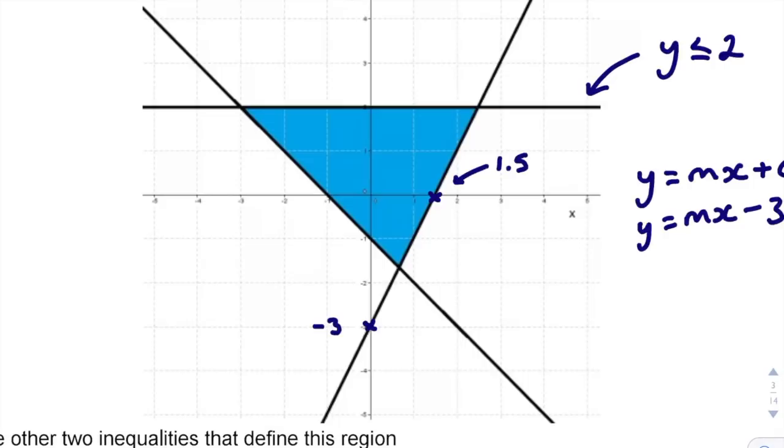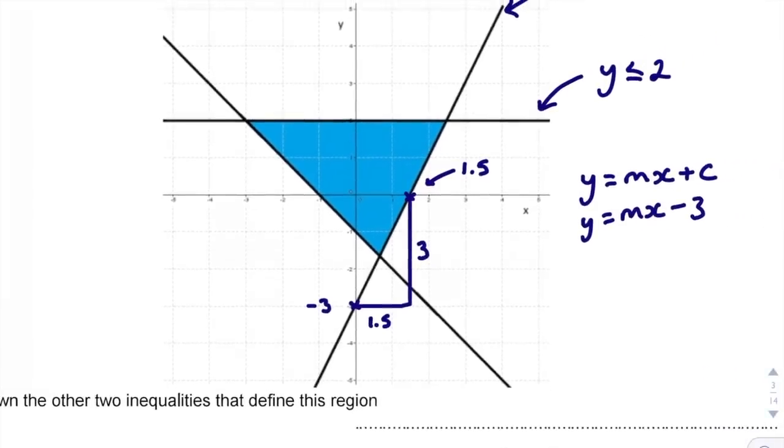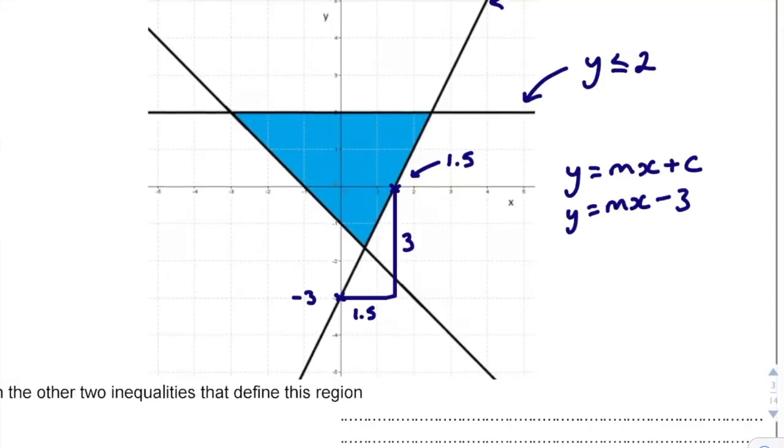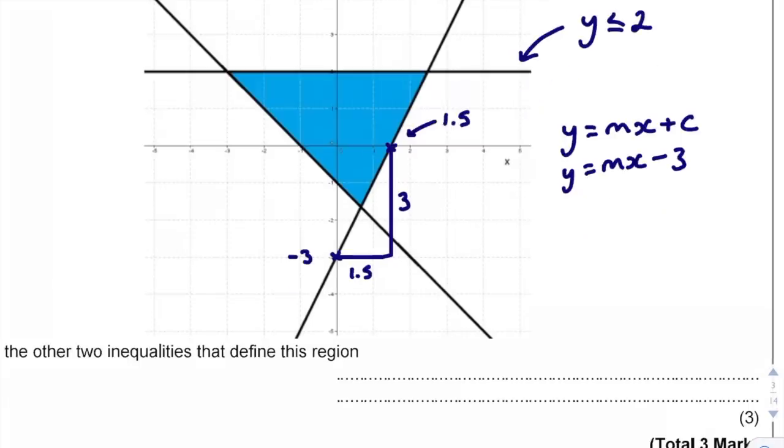Now we know that this has a y value of -3. So what we're saying is, parallel to the x-axis, we're going 1.5 units along, and then parallel to the y-axis, we're going up by 3 units. So if the gradient is the change in y divided by the change in x, we're just doing 3 divided by 1.5, which is 2. The line is actually going to have the equation y equals 2x minus 3.